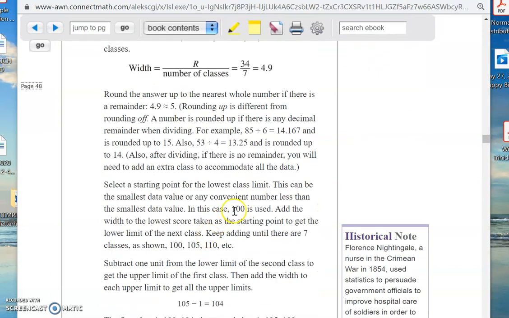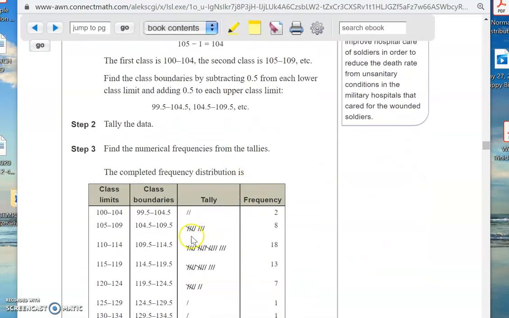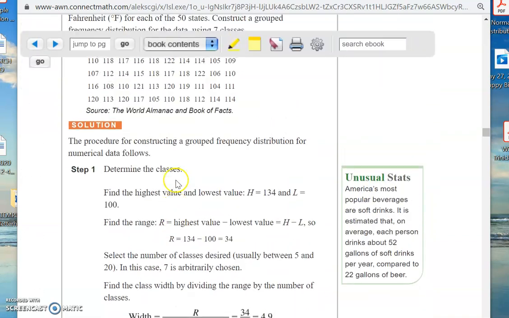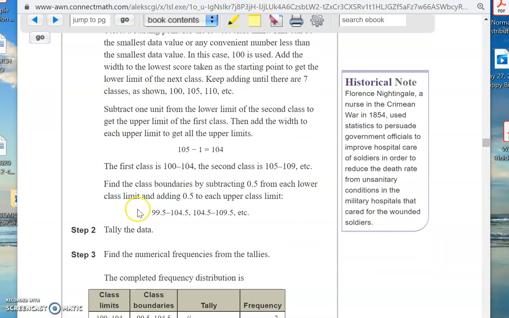Then you select a starting point for the lowest class limit. It can be the lowest data value or any convenient number that's lower than the smallest data value. So what he chose was 100. That was the lowest value, right? He just told you right up here that the lowest value was 100. So do you see what I'm getting at here?